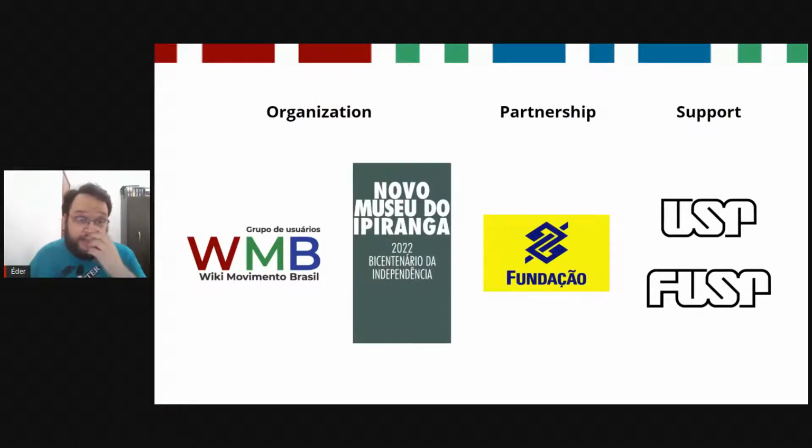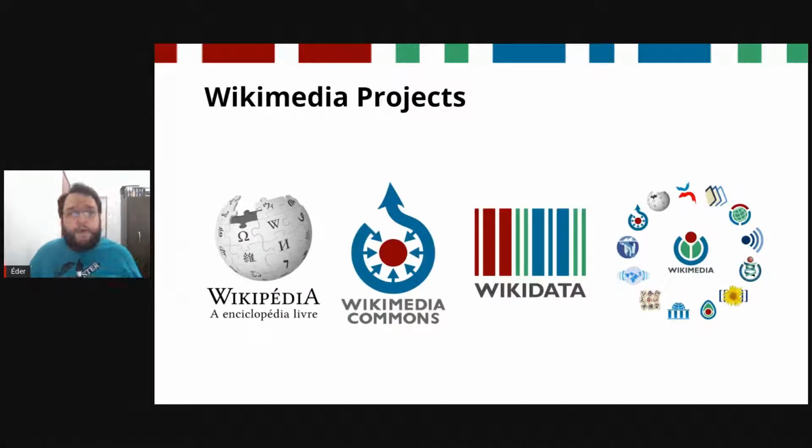So this Wikidata Lab is an event organized by the Movimento Brasil, the Museu do Ipiranga, in partnership with Banco do Brasil Foundation, with support of Universidade de São Paulo and the Foundation of support of the University of São Paulo. We will be talking about a round-tripping process, and this involves, in our context, the Wikimedia projects, mainly Wikipedia, Wikimedia Commons, Wikidata, but also the other Wikimedia projects.